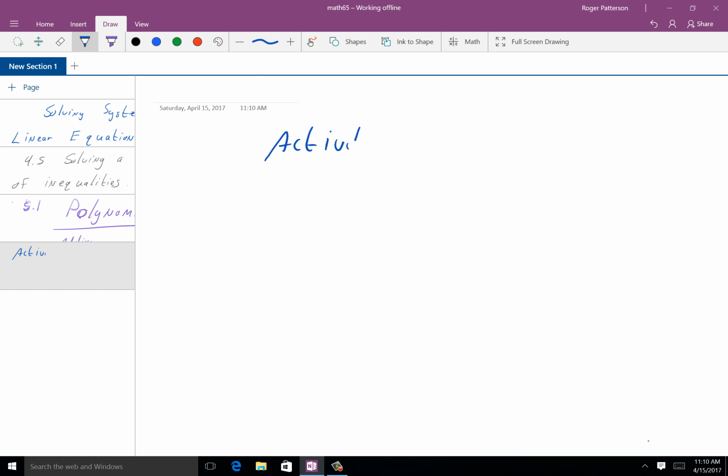Activity 2. All right. So basically, it looks at the systems of equations, the linear ones, the inequality ones, the regions, the ones you were just working on, and it applies it.